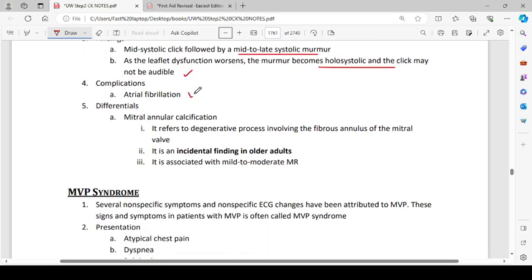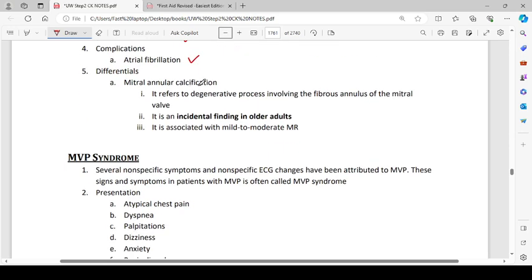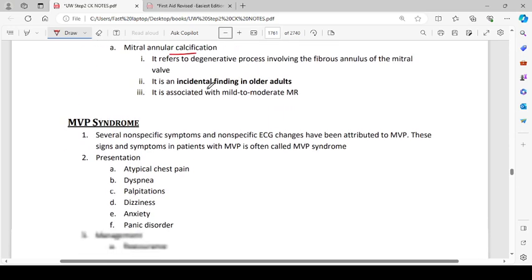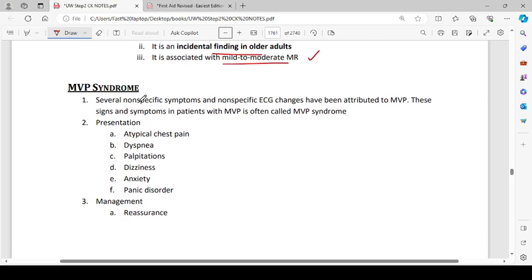The complications are atrial fibrillation. Differentials are mitral annular calcifications. It refers to the degenerative process involving the fibrous annulus of the mitral valve. It is an incidental finding in older adults, and it is associated with mild to moderate mitral regurgitation. Mitral valve prolapse syndrome. Several non-specific symptoms and non-specific ECG changes have been attributed to mitral valve prolapse. These signs and symptoms in patients with mitral valve prolapse are often called mitral valve prolapse syndrome.